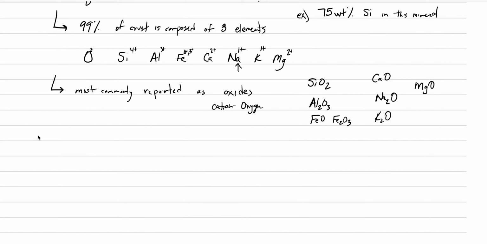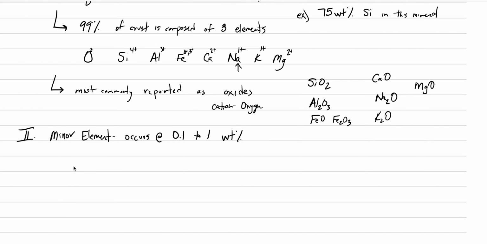Now the minor, if we have a little bit less than 1 weight percent of something, well, we call that a minor element. Minor element. And the minor elements occur at 0.1 to 1 weight percent in a rock, in a mineral, or in the Earth's crust.